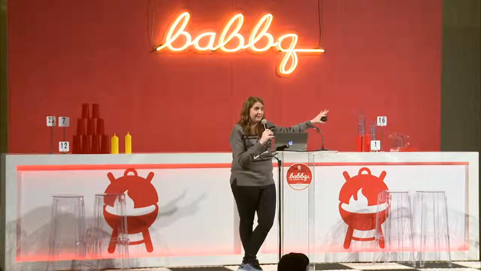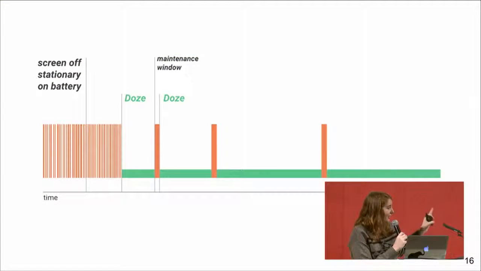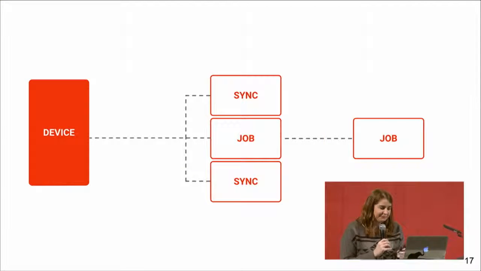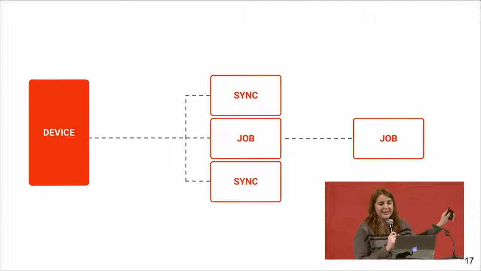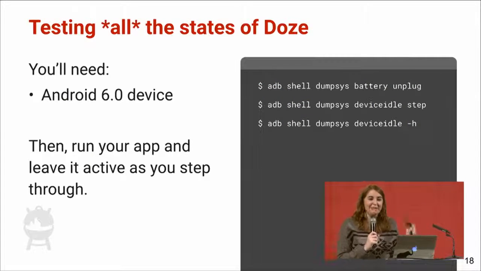Okay, so we had our window, we got to hit our window, we got to run all of our batch jobs, and we hit our goal. So now that you understand how these states work, which is the reason I went into this background, you'll understand what it means when I tell you to test your app for Doze.